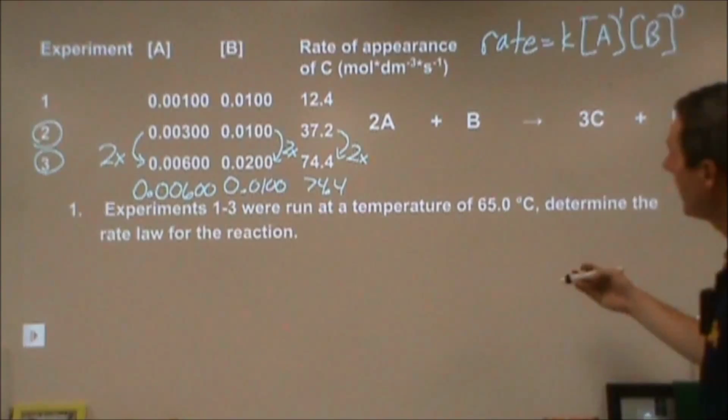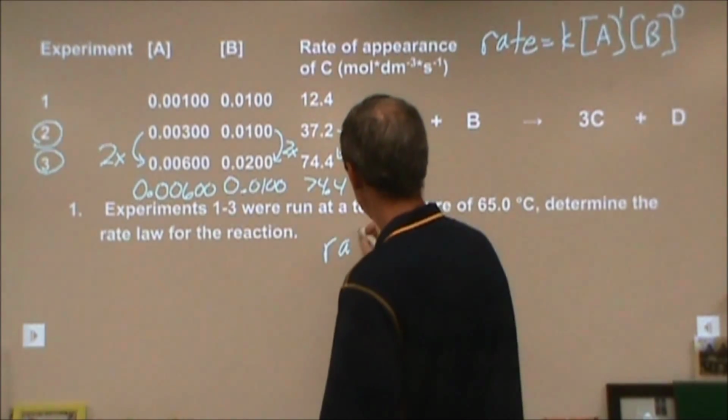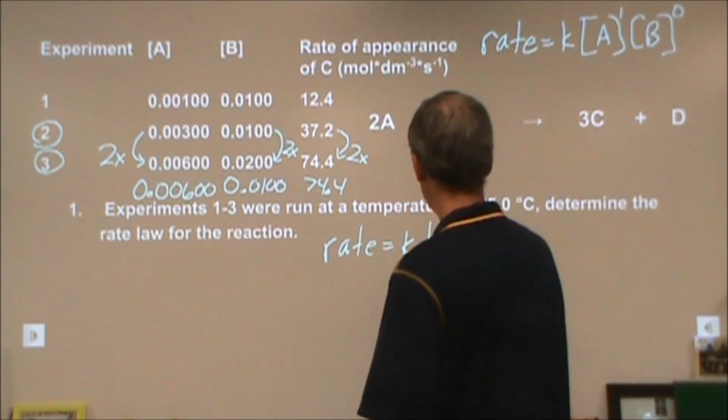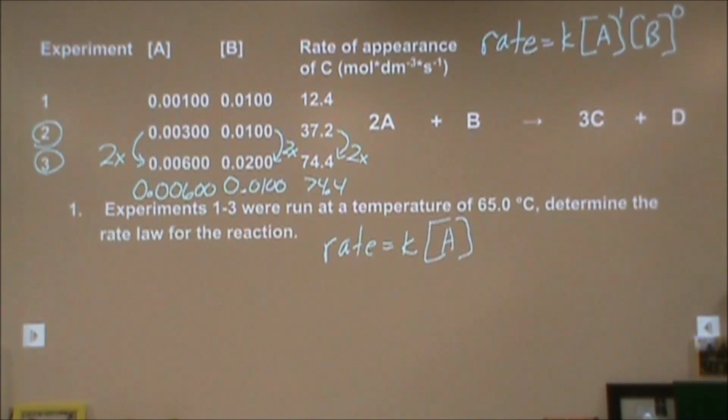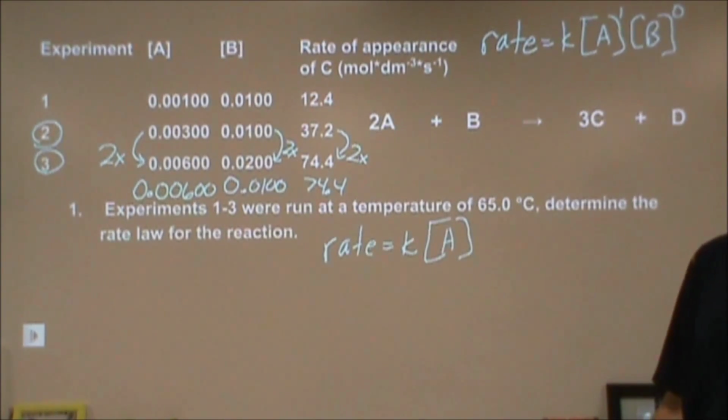So our rate law for experiment 1 would be rate equals k times A to the first power times B to the 0 power. B to the 0 power is 1. That's going to drop out of our equation. We don't need to write the 1, and so we end up with this as our rate law.